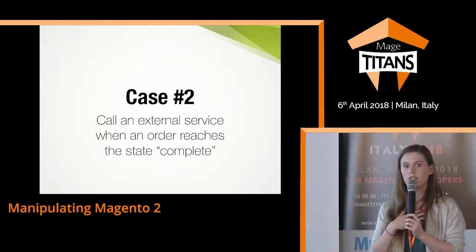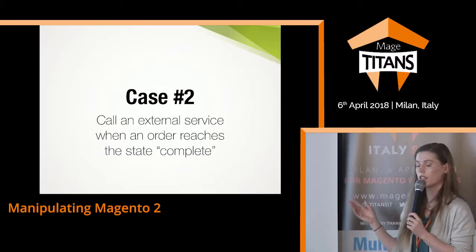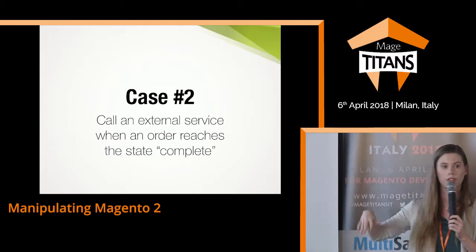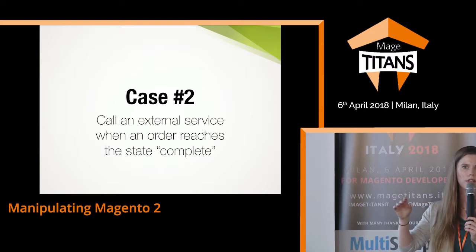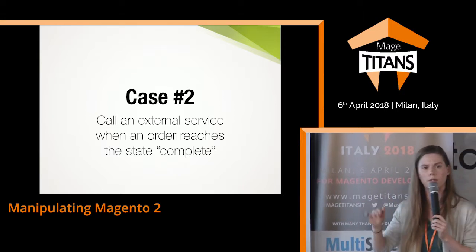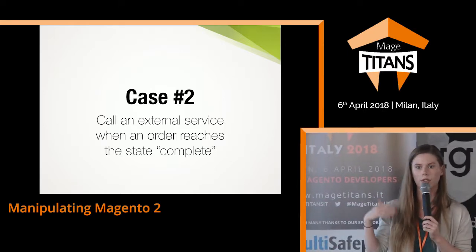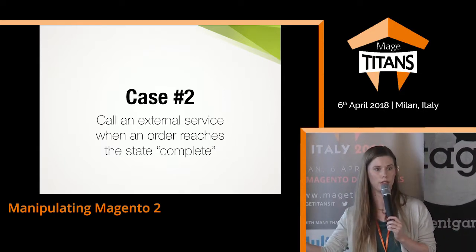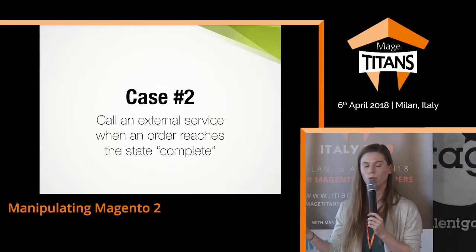My preference here is to use an observer. That's because an order extends from the abstract model. It has those model events, and one of those events is the save commit after or something. It could be save after commit. I don't know the correct name, but it's something like that. And basically, it's an event that will be triggered if your order is saved and actually committed to the database. So I really like to use that event, because then I'm sure the change went through.